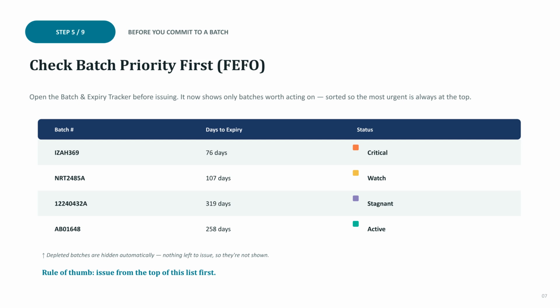Step 5 covers batch priority. Before issuing, always check the batch and expiry tracker. It is automatically sorted so that the most urgent, critical batches are always at the top. The rule of thumb is to issue from the top of the list first.